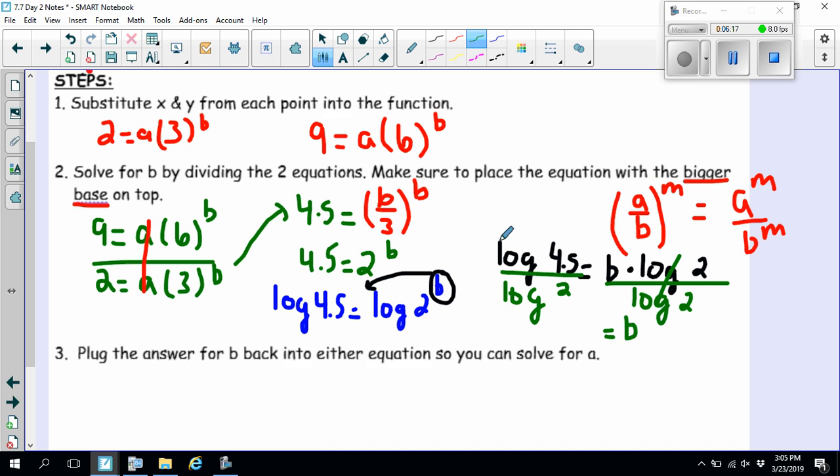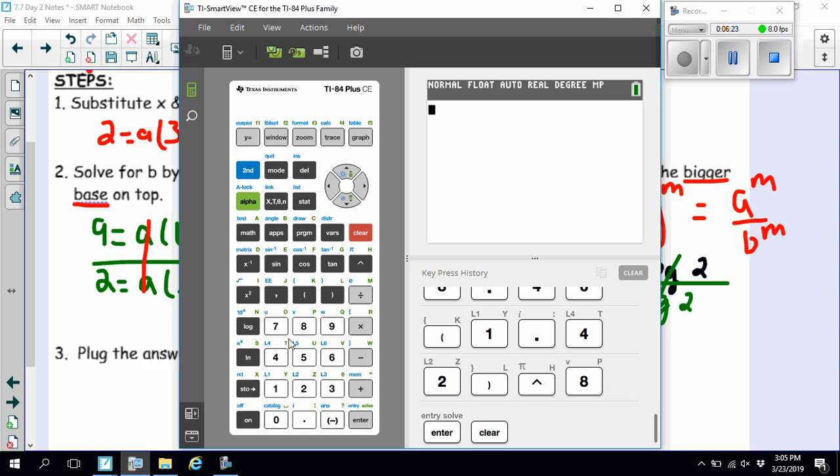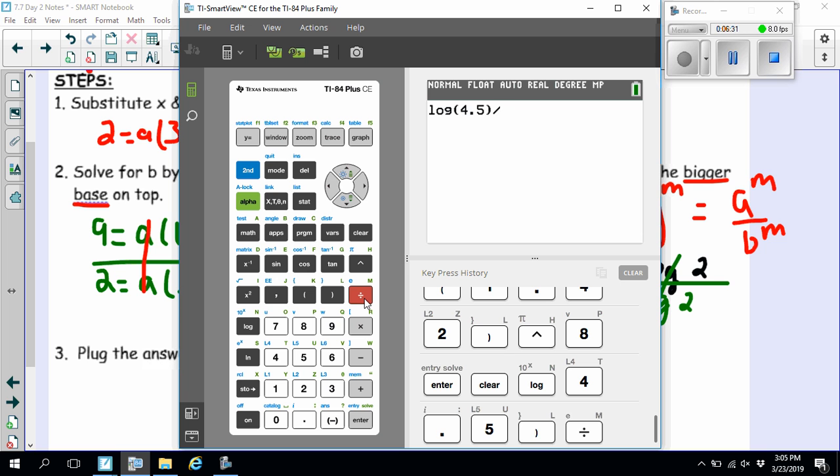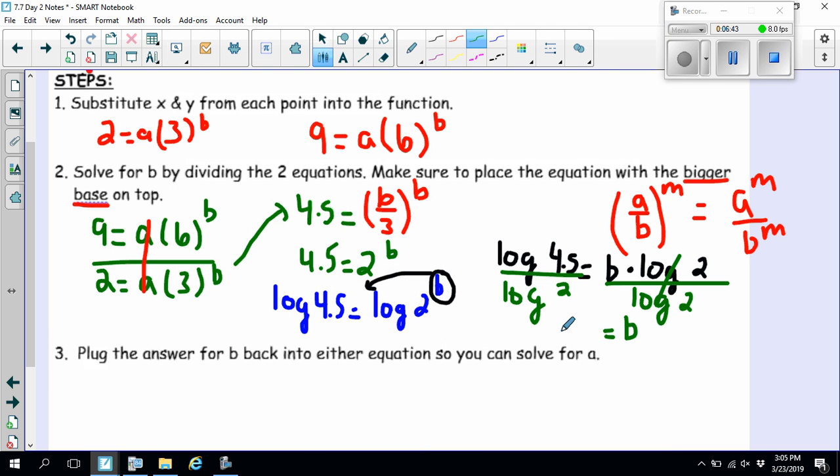So what you're going to do is plug this into your calculator. This is really using your change of base formula. So you're going to use log and then put 4.5. Don't forget to close out your parentheses, because if you do not do that, it's going to give you a whole different answer. Then we're going to take log of 2 and close those parentheses. Press enter. So that means our b value is about 2.17.